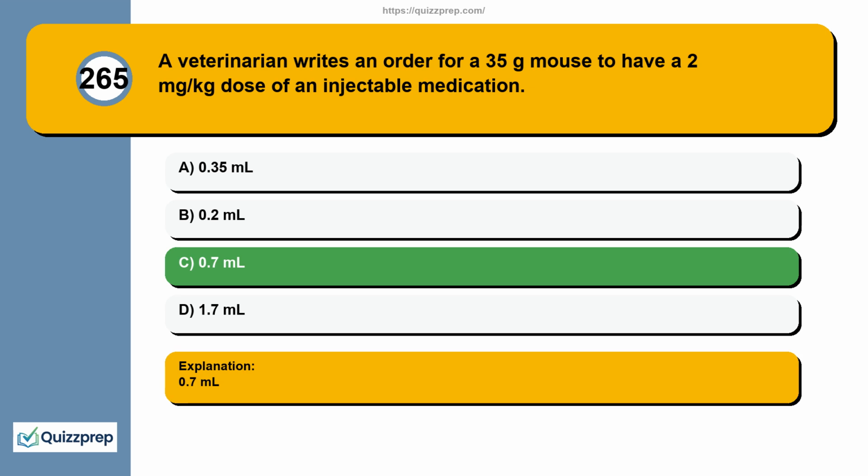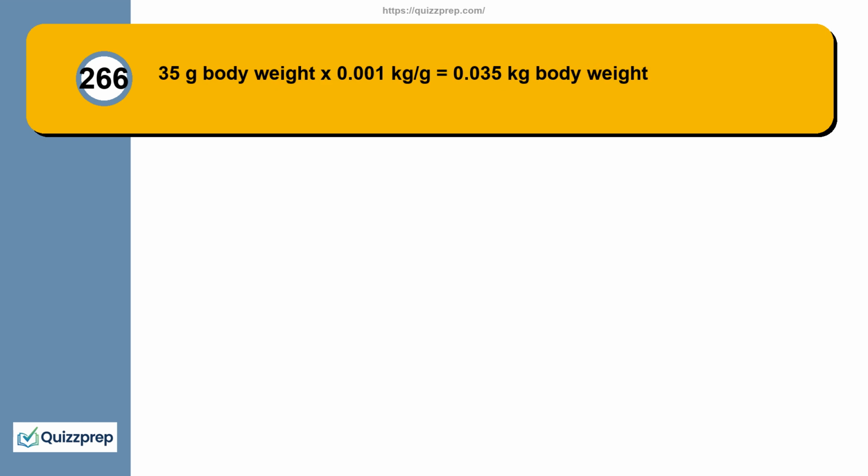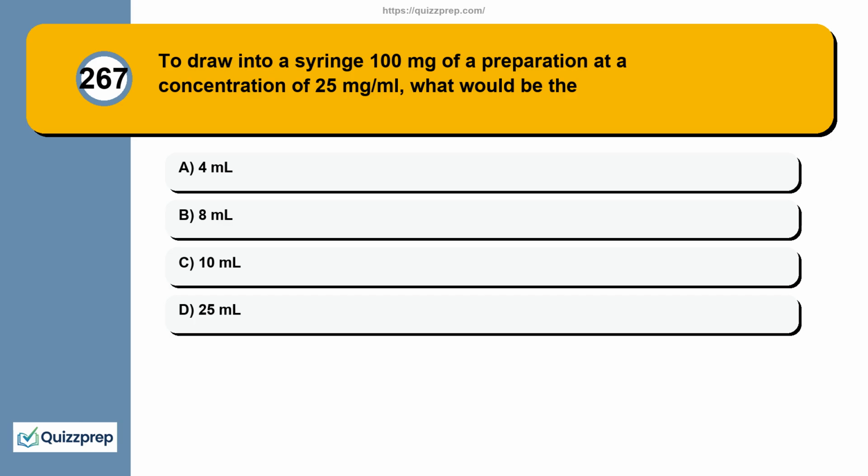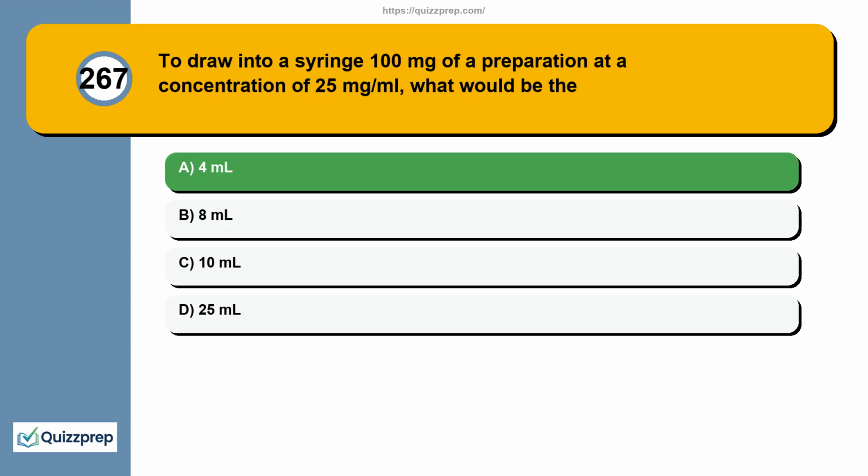0.7 ml. Question 266. 35 g body weight x 0.001 kg/g equals 0.035 kilograms body weight. Option. The correct answer is option Nan. Question 267. To draw into a syringe 100 mg of a preparation at a concentration of 25 mg per milliliter, what would be the volume? Option A, 4 ml. Option B, 8 ml. Option C, 10 ml. Option D, 25 ml. The correct answer is option A, 4 ml.